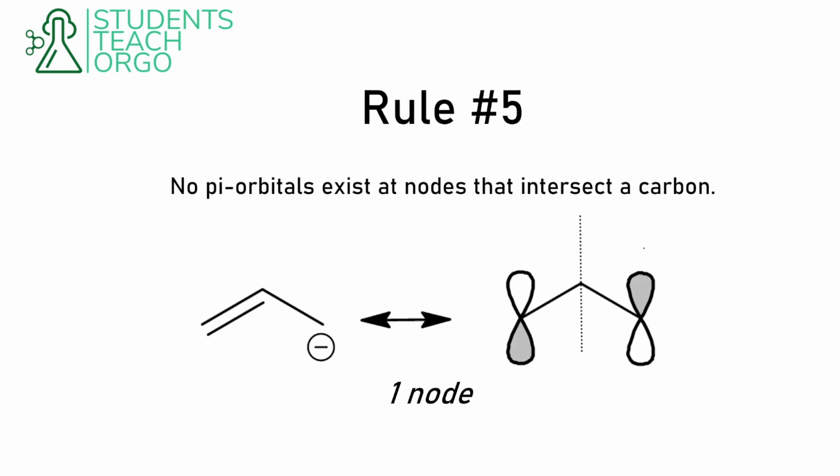Our fifth rule is that no pi orbitals exist at nodes that intersect a carbon. So let's say here, we have one node. We're trying to have this entire molecular orbital diagram be symmetric around the center, not necessarily the center of a carbon, but around the center. So in this case, if we want it to be symmetric around the center and we have one node, that means we have to remove this pi orbital for the symmetry. So we do not draw it.